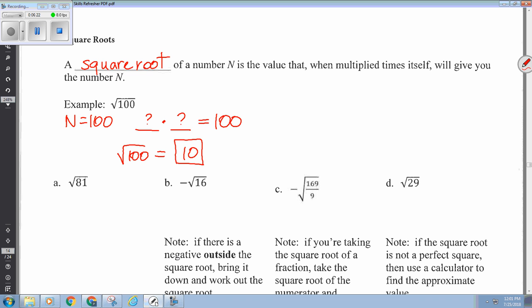Now, you don't have to write this all out every single time you're taking a square root. You can just go ahead and do it. I'm writing it out so that you can see the thought process.